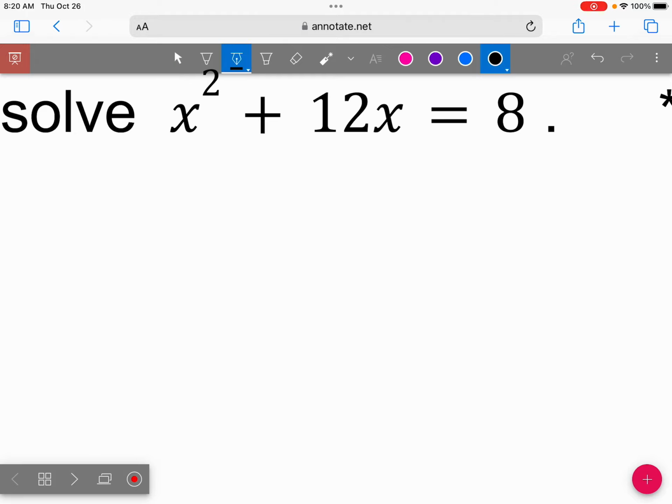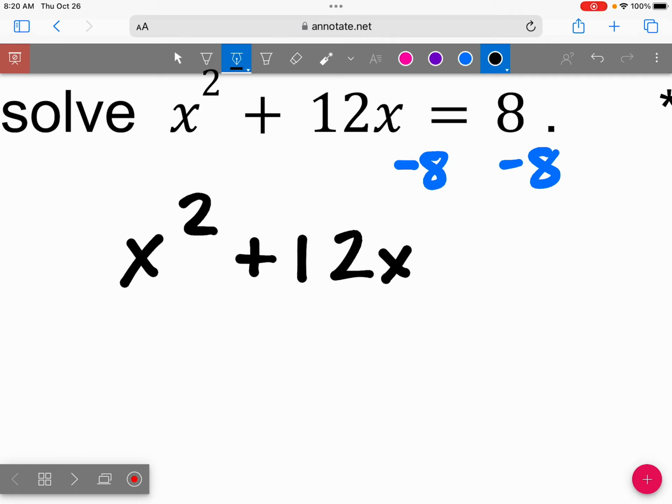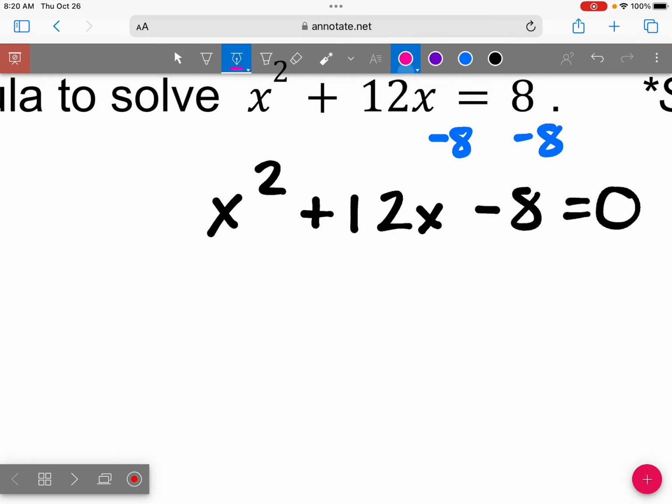But before I start plugging in values, what do I need to do first with this equation? Subtract 8. I need this thing to equal 0. So we're going to minus 8 from both sides. X squared plus 12x minus 8 equals 0. I'm telling you right now, that'll be the most common mistake on quadratic formulas, that we don't set it equal to 0. After that, it's kind of just identifying and then plugging in.